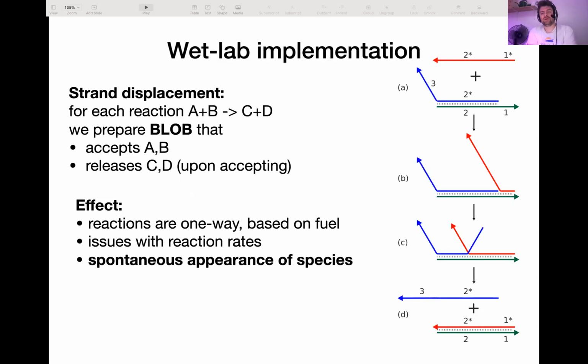If we look at how population protocols are implemented in a wet lab by, let's say, a soup of DNA strands, the typical way to implement them is through strand displacement. So we anticipate, for each type of reaction, let's say A plus B goes into C plus D, and we prepare some form of DNA complexes. We call them blobs, where a blob will essentially accept A and then accept B and then release C and D.